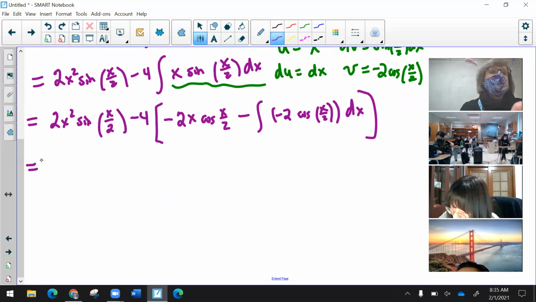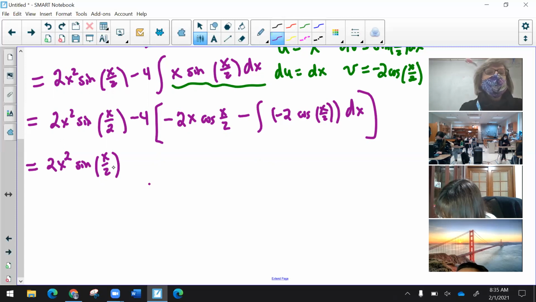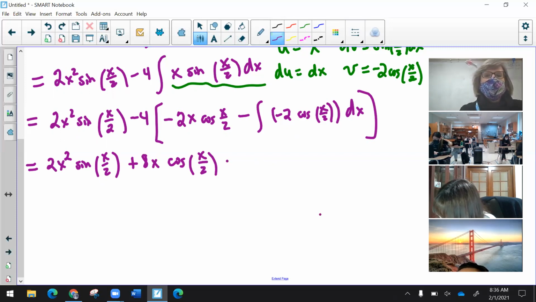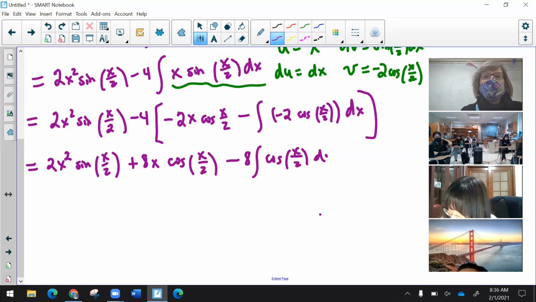Right, and now we're going to do some algebra. So I've got 2x squared sine x over 2, nothing happens there. Got to do some multiplying here, so that's going to be positive 8x cosine x over 2 minus 8 integral cosine x over 2 dx.